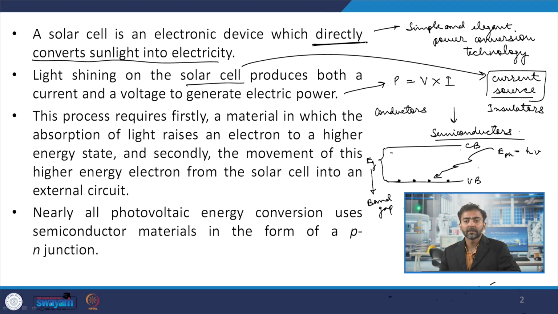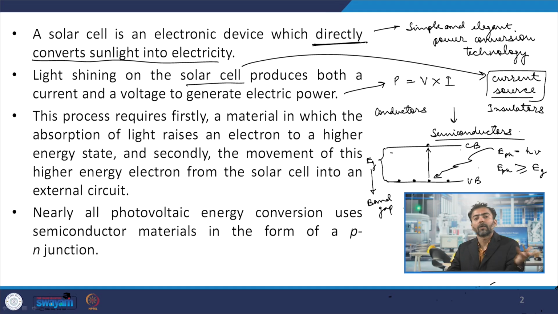So, if there is sufficient energy in the photon, so if your E_ph, or the energy of the photon, is greater than or equal to the band gap energy, then this transition happens, and your electron jumps to the conduction band. And once it comes to the conduction band, it is free to conduct electricity. So, that is the fundamental concept of what is happening in a semiconductor.